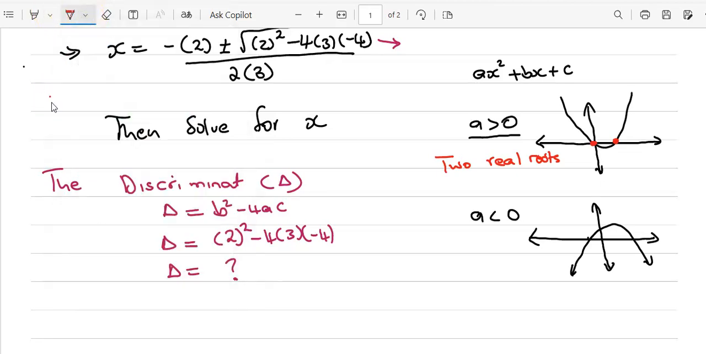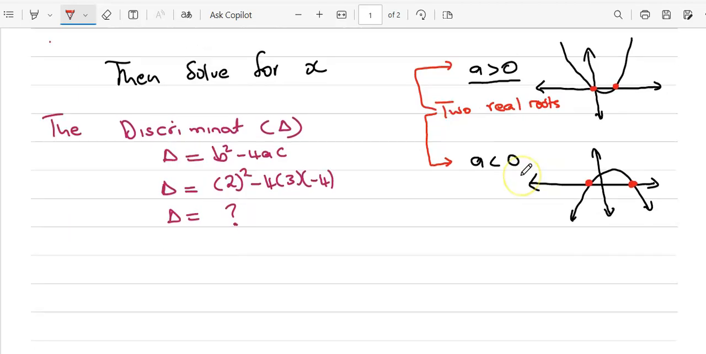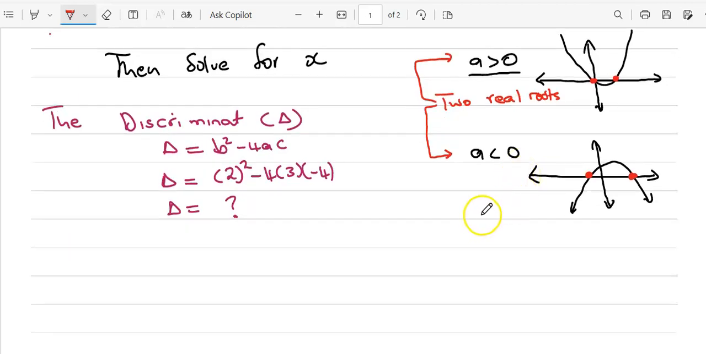This will be our 2 roots, which is 1, 2. So if the value of a is greater than 0, and if the value of a is less than 0, this is how your graph will look like. Remember that this is where it has 2 real roots.